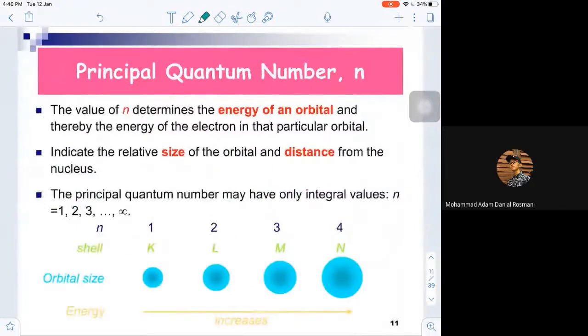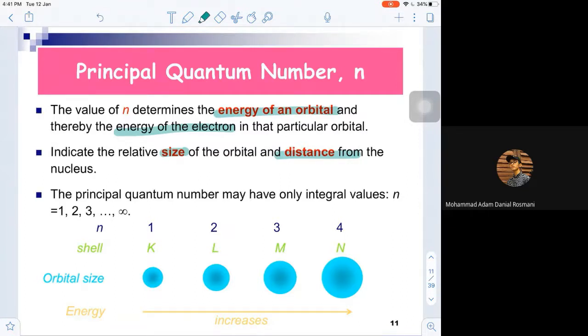So what is the principal quantum number? The value of n determines the energy of the orbital, and since the orbital consists of electrons, the energy of the orbital at the same time determines the energy of the electron in that particular orbital. The value of n also determines the size of the orbital and the distance of the electron and the orbital from the nucleus.